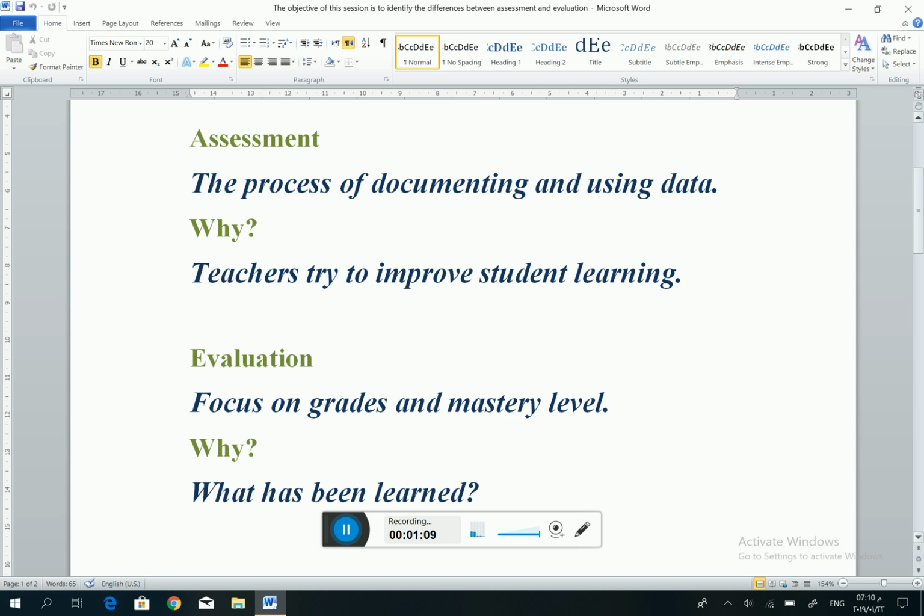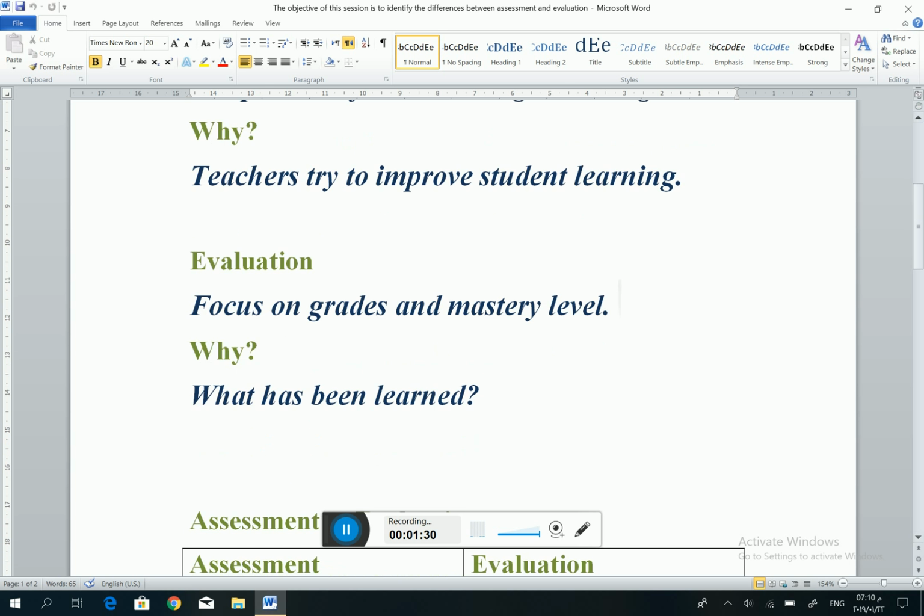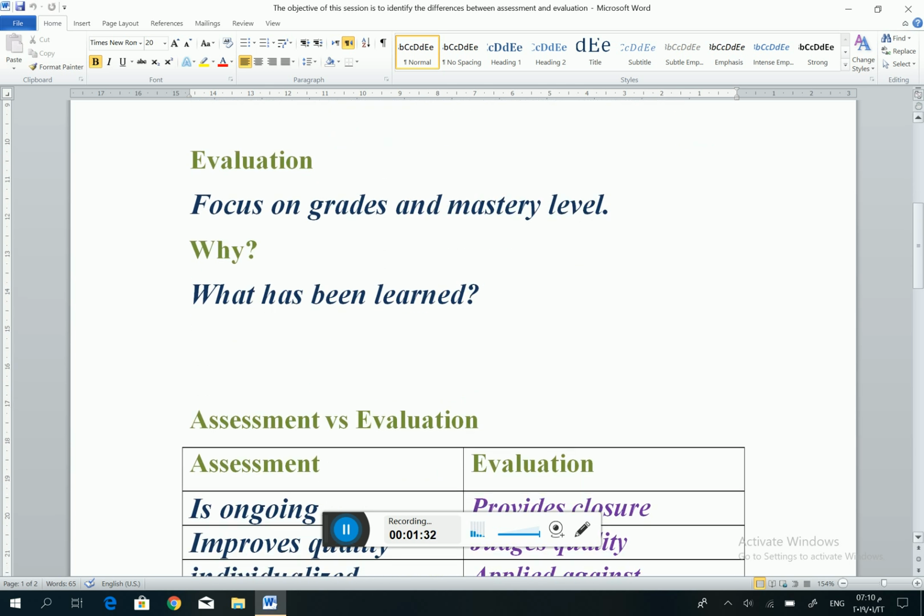Teachers collect data about students through observation, through their behavior, through how they learn inside the classroom. So the role of the teacher here in assessment is documenting and using the data to improve students' level in learning. Now, when we go to evaluation, evaluation is identified as the focus on grades and the mastery level.